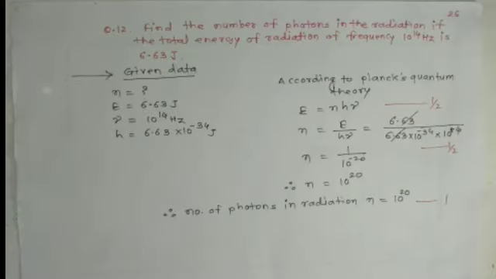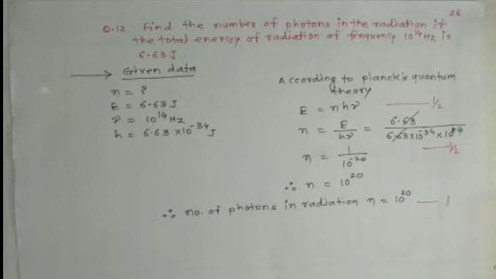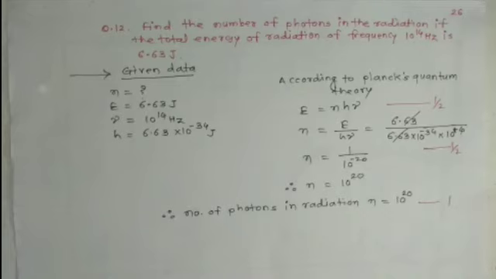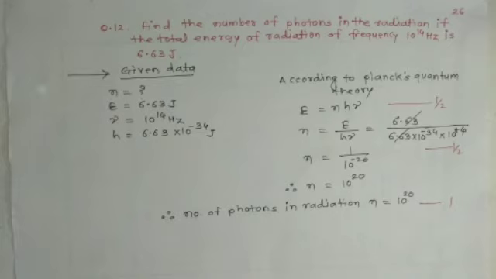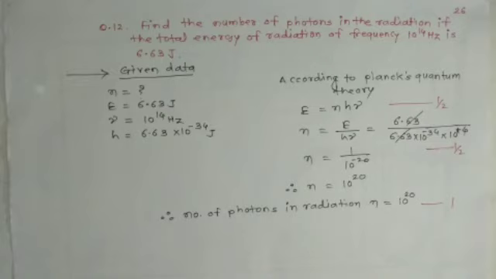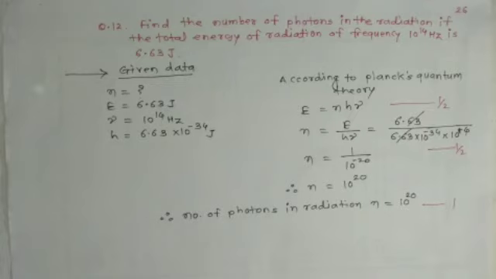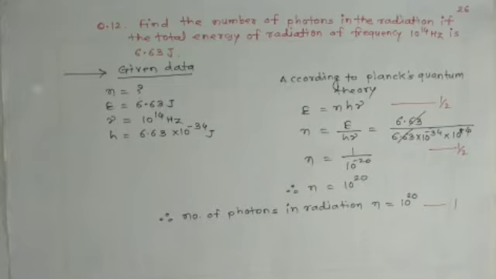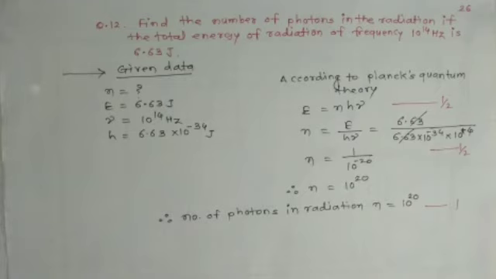Another numerical-based question is question number 12. Find the number of photons in radiation, if the total energy of radiation of frequency 10 raised to 14 Hertz is 6.63 Joule. For the answer, first of all we write the given data. The number of photons n is equal to question mark. Energy is given, E equal to 6.63 Joule. Frequency is given, nu equal to 10 raised to 14 Hertz.